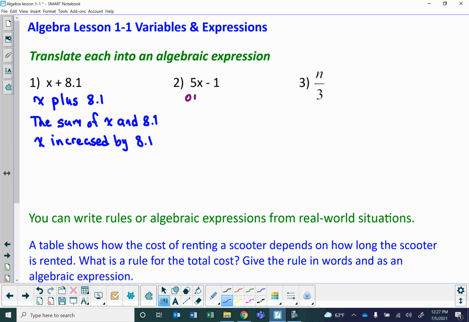But that's me. 1 less than the product of 5 and x. That is one perfectly fine phrase for 5x minus 1. Okay, or you can have 5 times x decreased by 1.